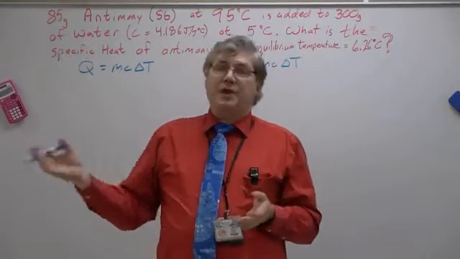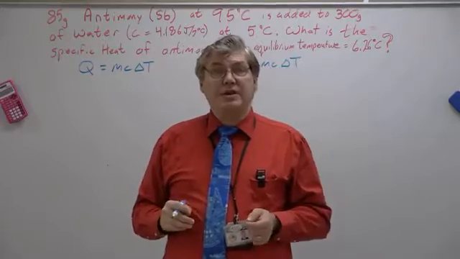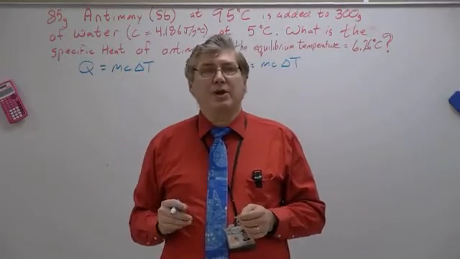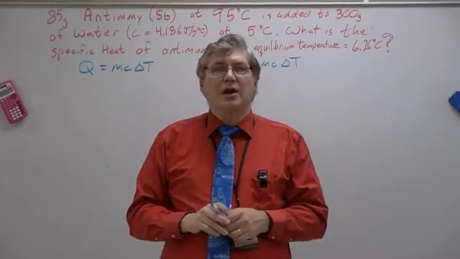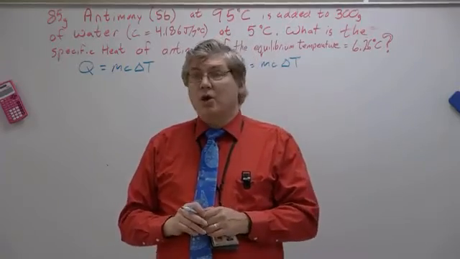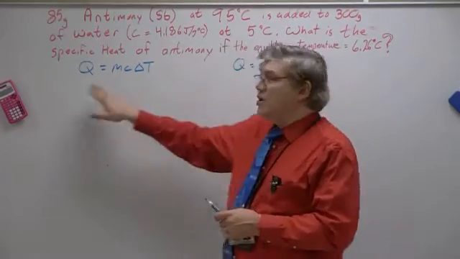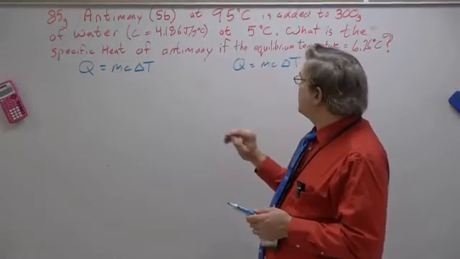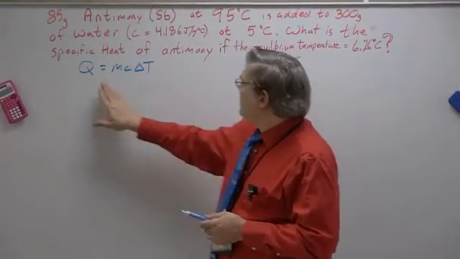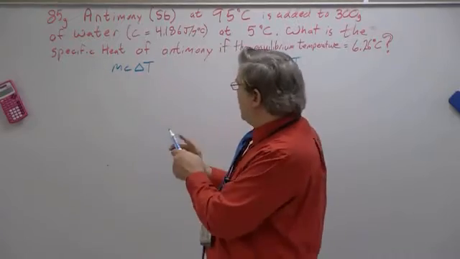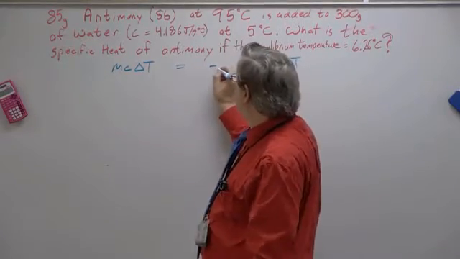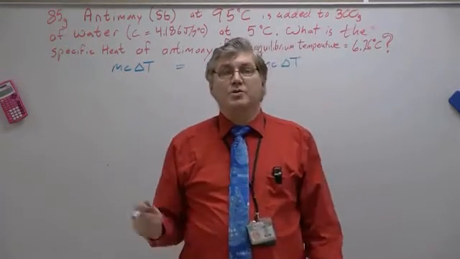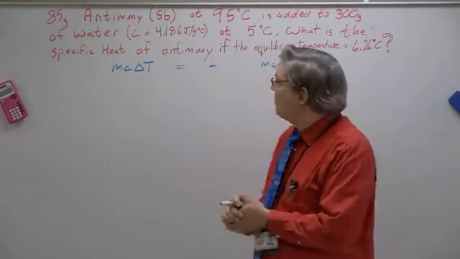Now, we know that the heat going in and the heat coming out are the same. The heat coming out of the antimony is the same as the heat going in to the water. So these two things, Q, are going to be the same for both. But I'm going to set one of these negative. So I'm going to remove these Q's, and I'm going to say equals, and then I'll just throw a negative sign in there because we want these two sides to be equivalent.